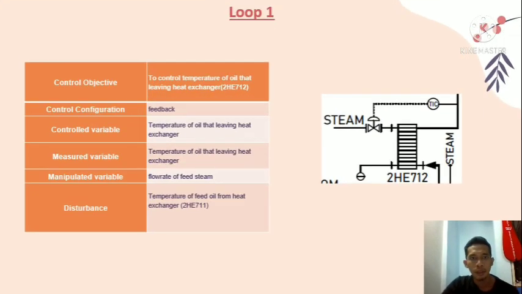Assalamualaikum, my name is Muhammad Zulkifli and I will talk about loop 1 in this instrumentation project. The control objective of this loop is to control the temperature of oil leaving the heat exchanger, this stream, and the control configuration is feedback. The control and measured variable is the temperature of oil leaving the heat exchanger. What we manipulate is the flow rate of feed steam. The disturbance is the temperature of feed oil to the heat exchanger, this stream.